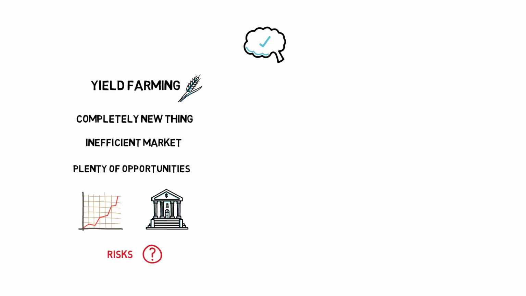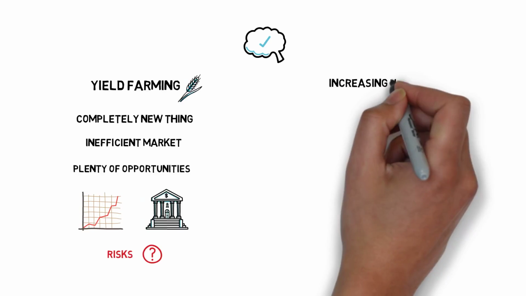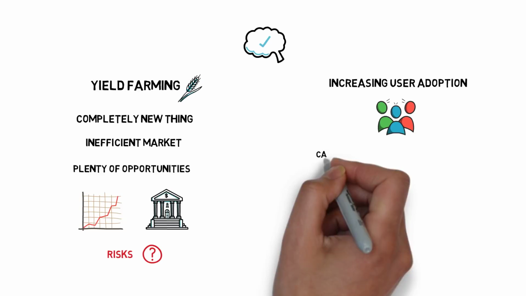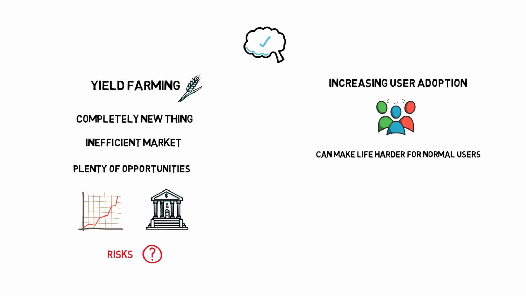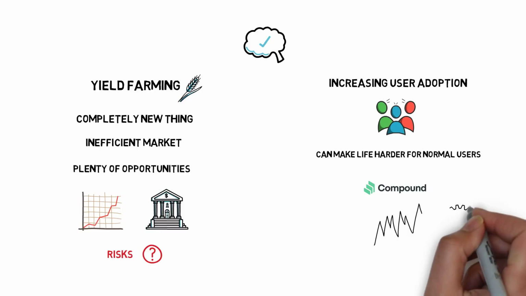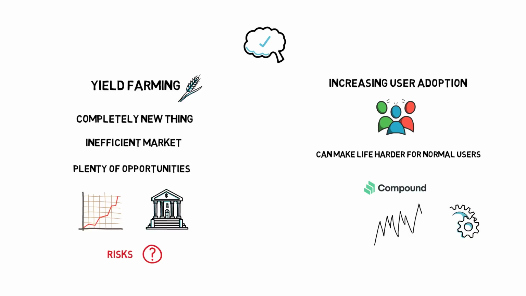Although yield farming has a good potential for increasing user adoption and attracting more people to use DeFi protocols, it can also make life harder for normal users who may not be interested in yield farming. For example, users may see borrow rates on Compound changing dramatically, and they may not be aware of all the intricacies of different COMP token distribution strategies. As yield farming can get quite complicated, there are some tools that facilitate calculating how profitable different strategies are. I'll put some links in the description box below.